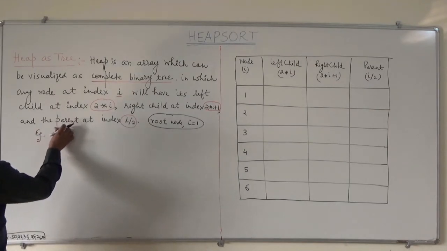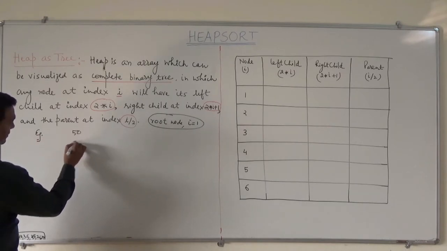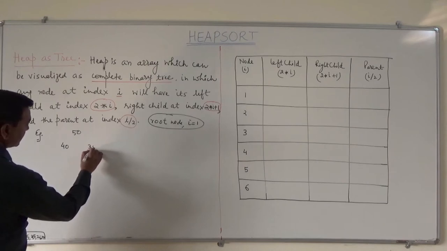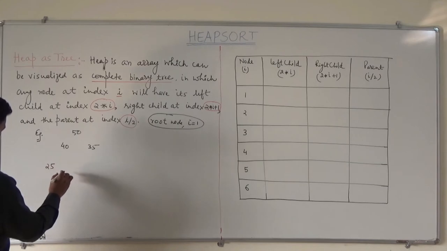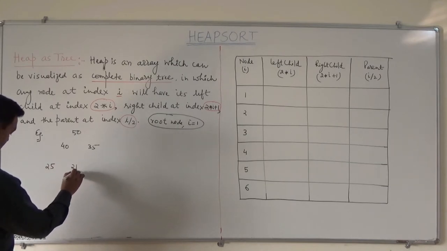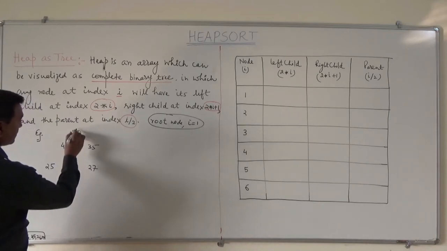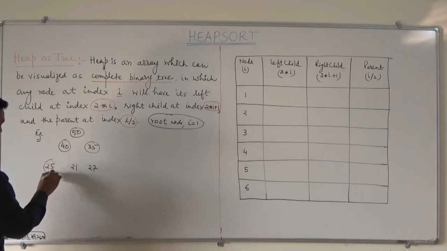For example, let us say any example: 50, this is 40, this is 35, this is 25, this is 21, and then 27. Let us consider it is a complete binary tree.